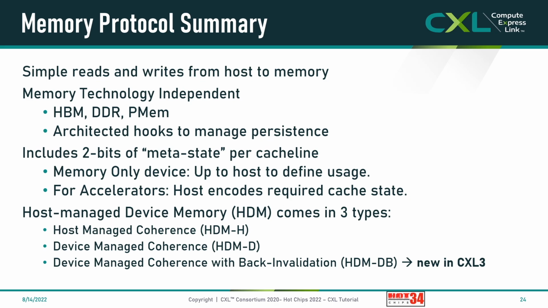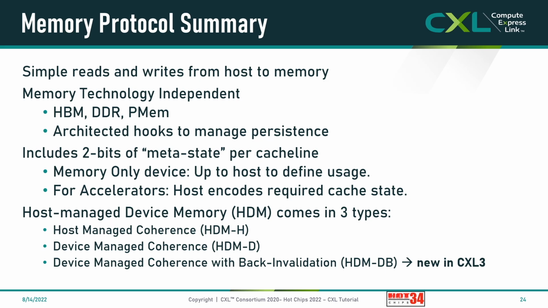The protocol does include 2 bits of metastate per cache line. This is an optional feature for memory devices. For memory-only devices, it's up to the host to define the usage of these 2 bits. Now for accelerators, the host encodes the cache state that the host is requesting in those 2 bits. And this is for cases where the memory is coherent between the host and accelerator.